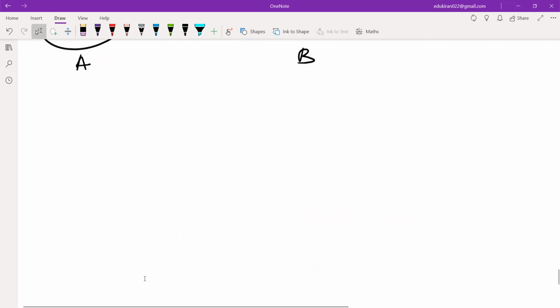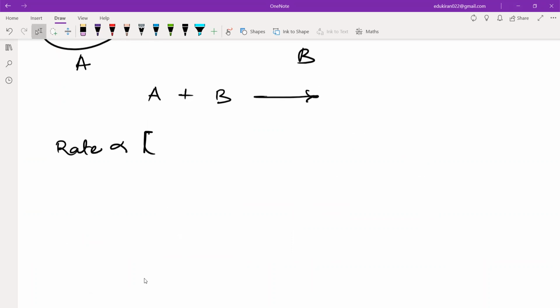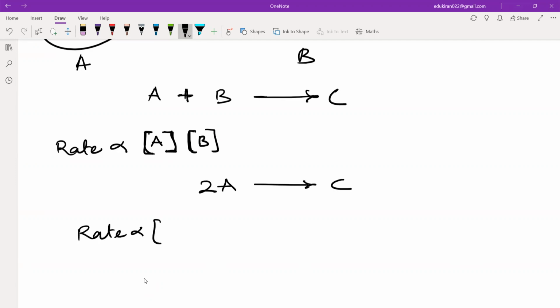Okay. So I can say for the reaction A plus B giving me C, rate of this reaction is directly proportional to the, okay, say fine, this is the way of showing square brackets. It shows that it is molar concentration of A into the molar concentration of B. Yes or no? Any problem till here? No problem. Okay. So if I have this 2A giving me C, then most of you will say that the rate of reaction is going to be equal to concentration of A. Yes or no? Yes, sir. No problem till here? No, sir. Okay, fine.